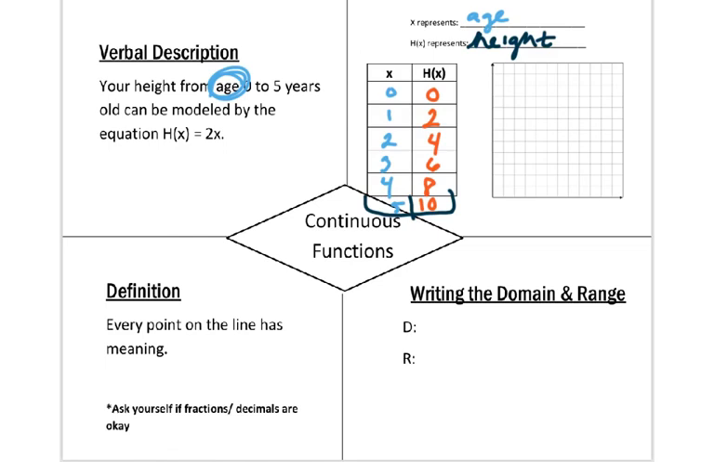So now that I have a table, which I created by figuring out that the x's was my age and the y is my total height, I'm going to take my ordered pairs and put them on this graph. So I start with 0, 0. 1, 2. 2, 4. 3, 6. 4, 8. 5, 10.